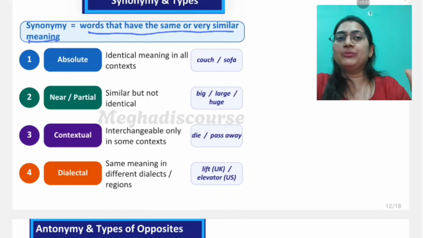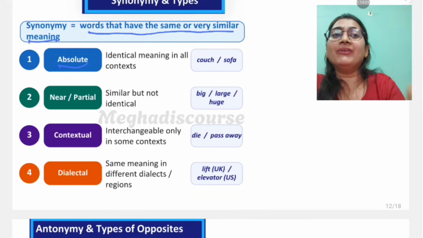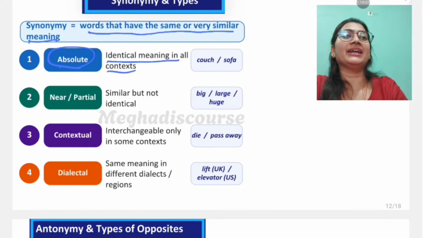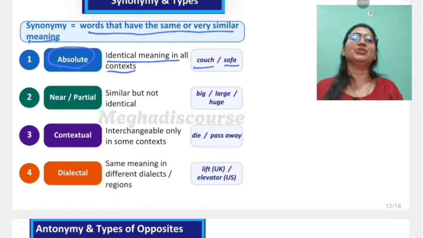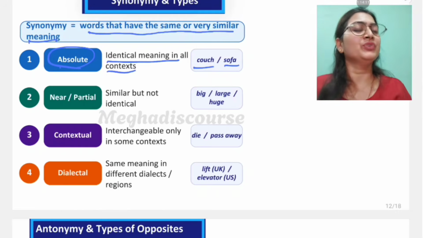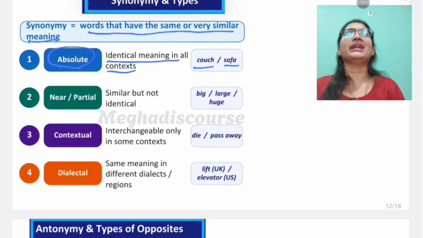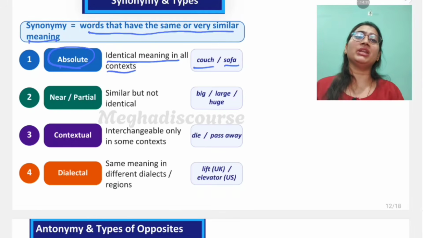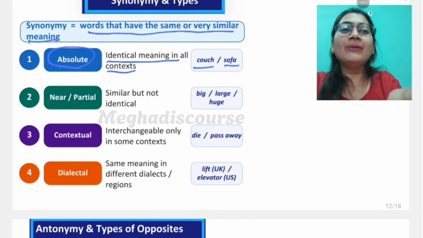Now we have different types of synonymy. First we have absolute, meaning exactly identical meaning in all contexts. Like couch and sofa. We can substitute couch for sofa and sofa for couch. So this is what we call absolute. Another example, almirah and wardrobe, both have the same meaning. It is understandable.